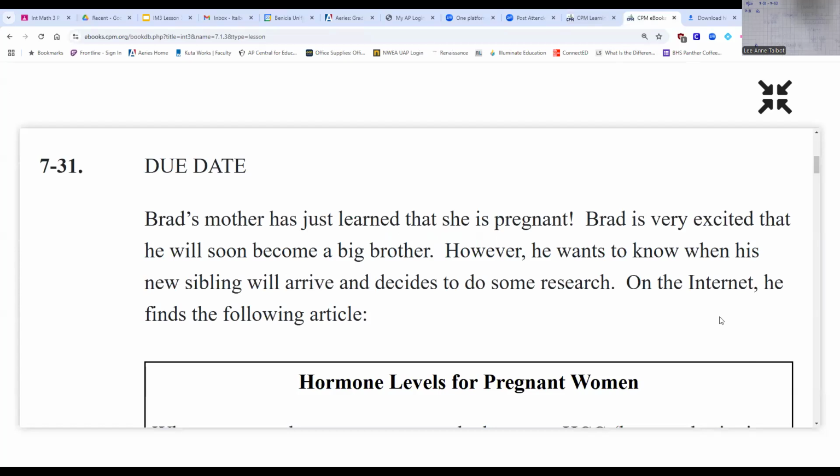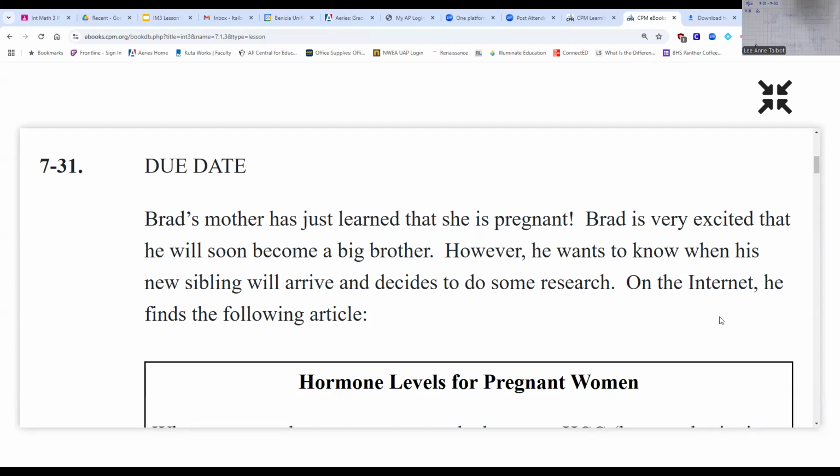Okay, number 31. Due date. Brad's mother has just learned that she is pregnant. Oh, yay, Brad's mother. Brad is very excited that he will soon become a big brother. However, he wants to know when his new sibling will arrive and decides to do some research. On the internet, he finds the following article.